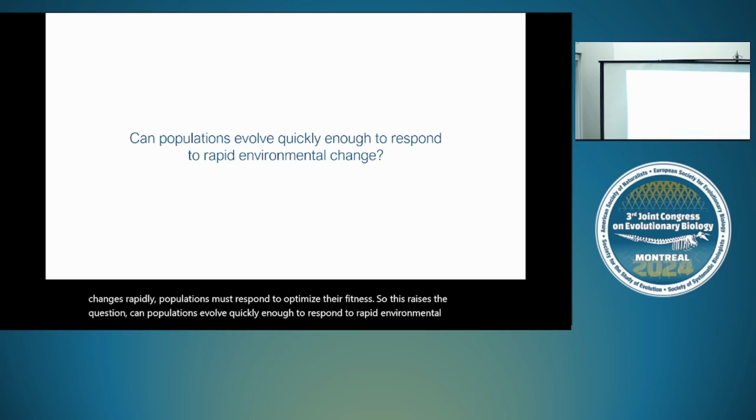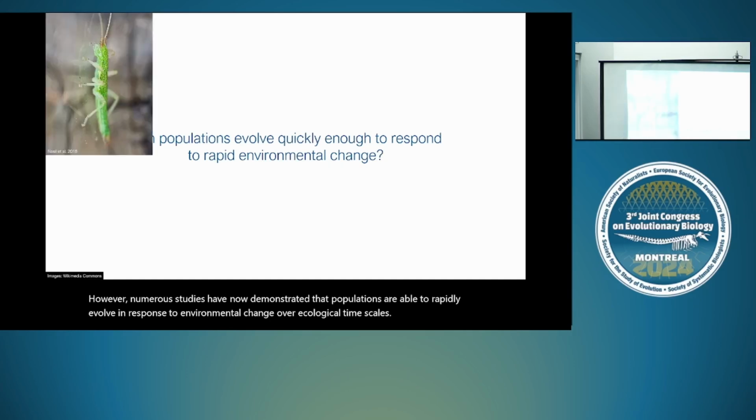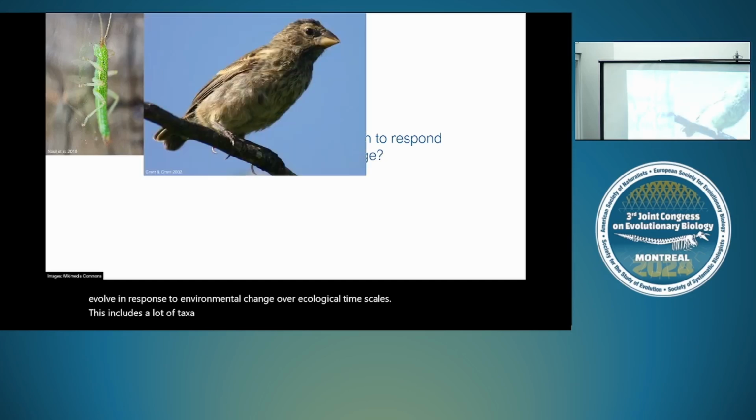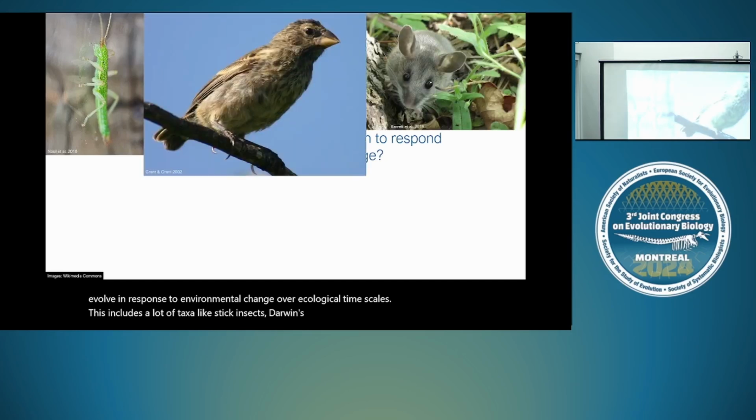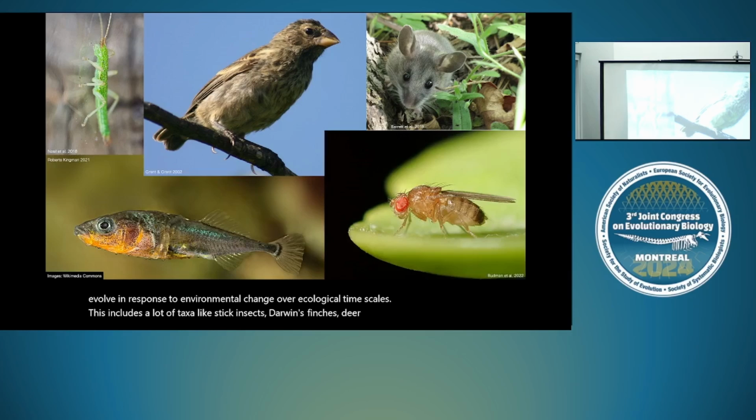Evolution was traditionally viewed as a gradual process. However, numerous studies have now demonstrated that populations are able to rapidly evolve in response to environmental change over ecological timescales. This includes a lot of taxa like stick insects, Darwin's finches, deer mice, sticklebacks, and also the fly Drosophila melanogaster, which is the subject of my research.